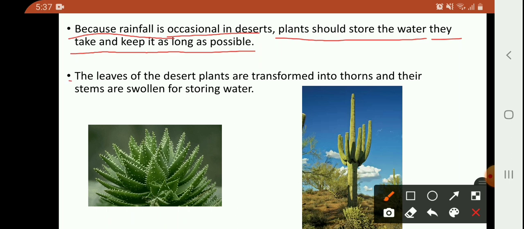The leaves of the desert plants are transformed into thorns. طلعوا هون, leaves transformed into thorns بتحولوا لشوك, and their stems are swollen for storing water. شوفوا الstem كيف swollen منتفخ for storing water ليخزن مي.